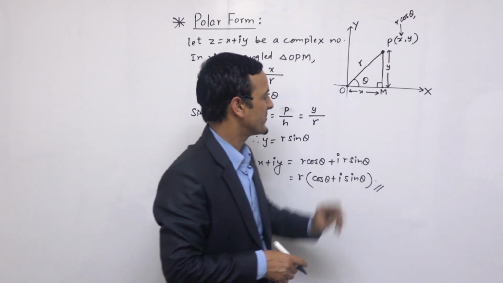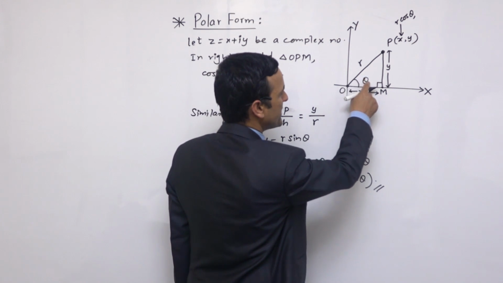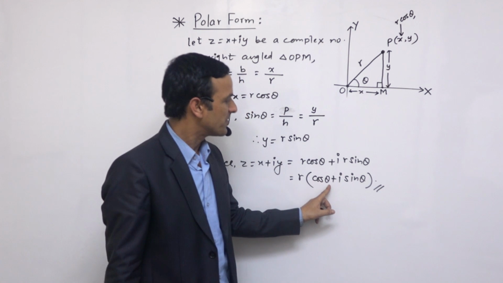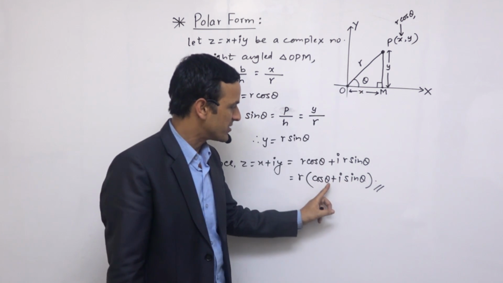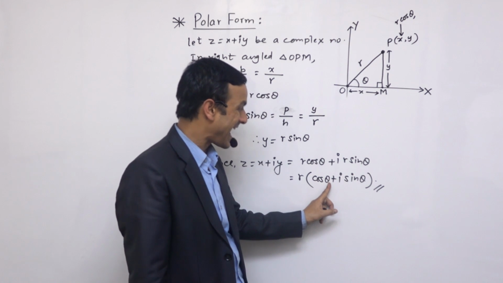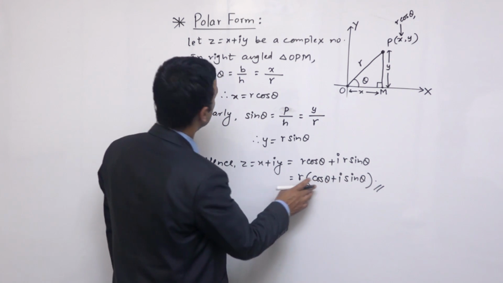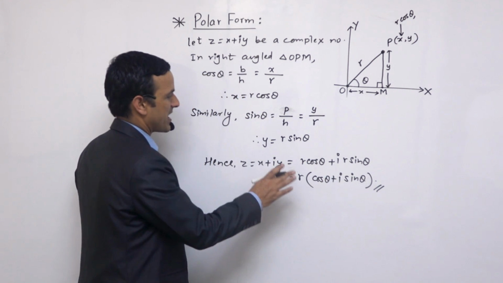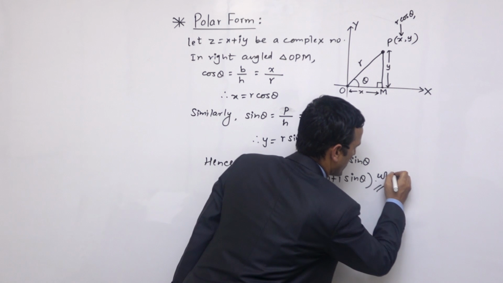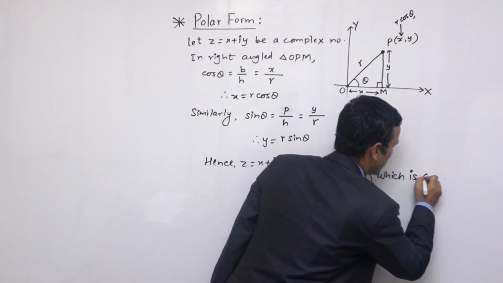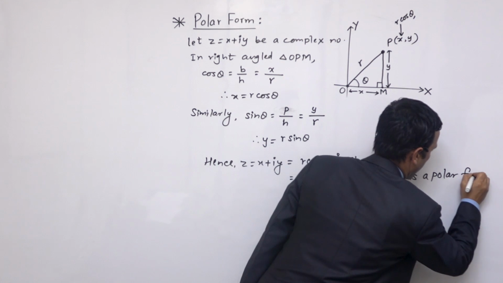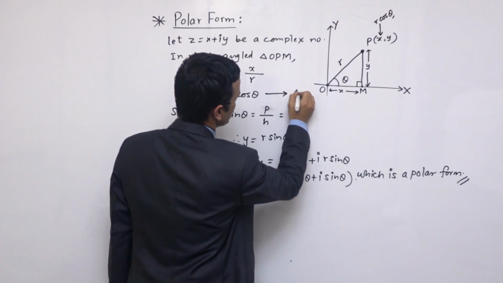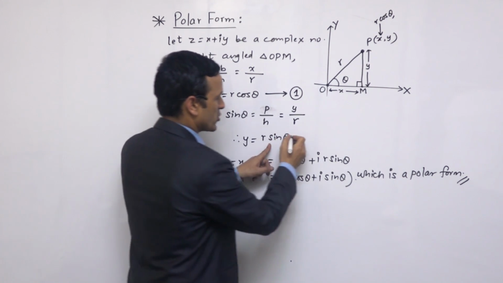OP को distance radius हो र theta भनेको angle made by this line with x-axis. This theta is also called amplitude of this complex number. Amplitude, it is also called amplitude. This angle is said to be amplitude. So in this way we can convert x plus iy into polar form. So this form is known as polar form. Also we can write which is a polar form. Polar form.